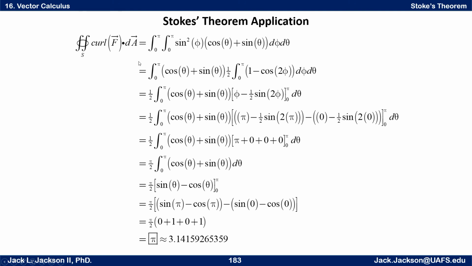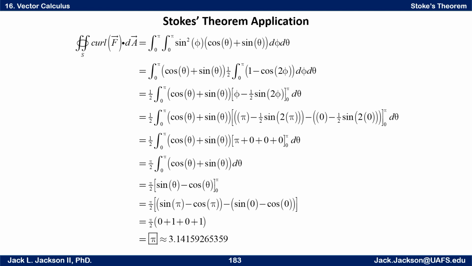Now, the surface integral is rewritten as a double integral with this parameterization in terms of phi and theta. And so let's see, it looks like both phi and theta are running from 0 to pi. And we can do either order here. I chose to do the phi first.